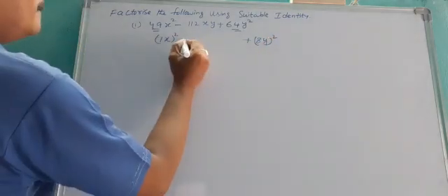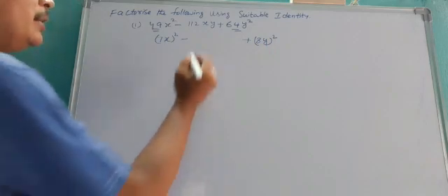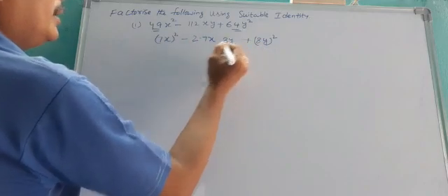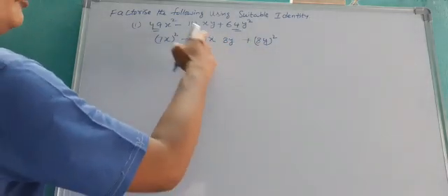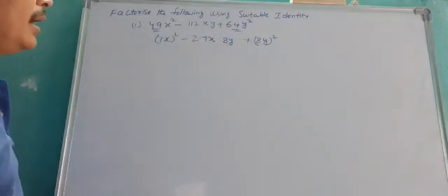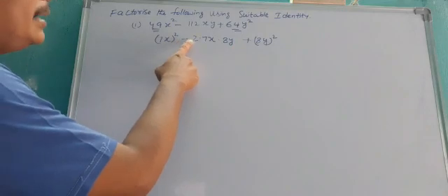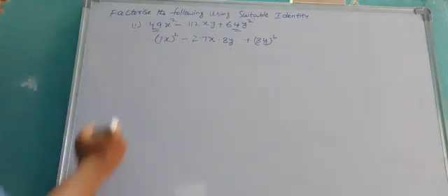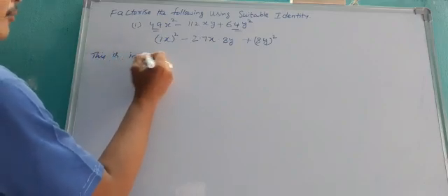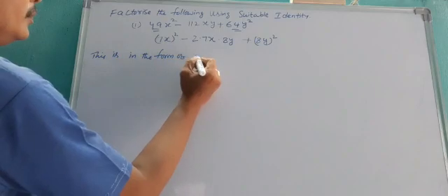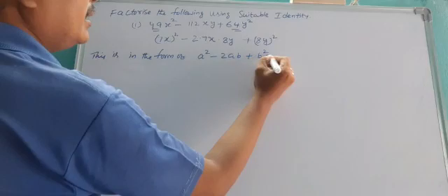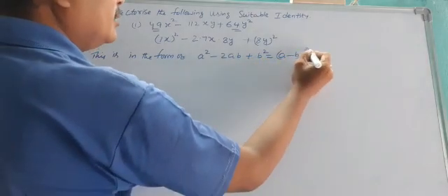Okay, middle one minus 2ab. 2a means 7x, b means 8y. Okay, so 7 2s are 14, 14 is 112 into x into y, xy. So now they are in the form of a square minus 2ab plus b square. Okay, this is in the form of a square minus 2ab plus b square equal to (a minus b) whole square.